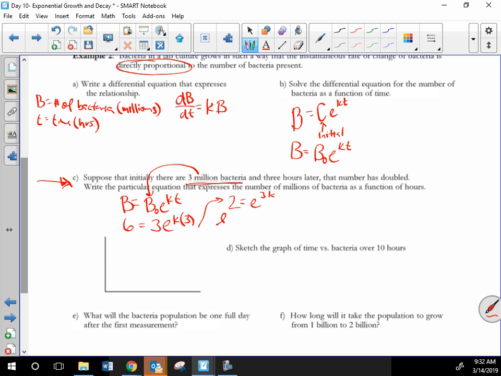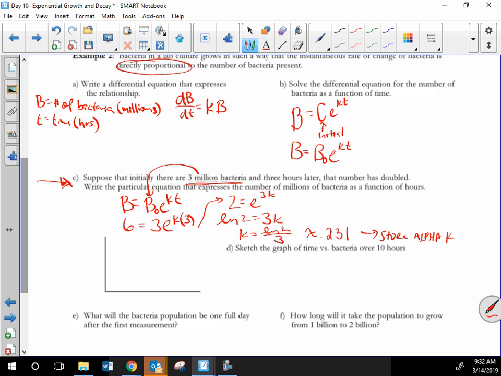Now take the natural log of both sides, so I get k is natural log of 2 divided by 3. This is what you would write if it was a non-calculator question. Punch it on your calculator though, what do we get? 0.231. Now again, store that in for alpha k.